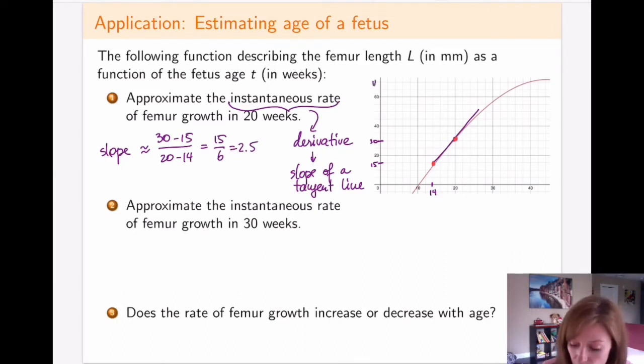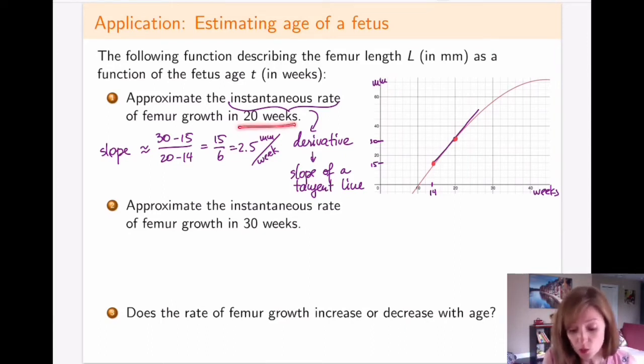The femur length was in millimeters, so my y-axis is in millimeters, and the fetus age was in weeks. So my x-axis is in weeks, so this is going to be millimeters per week. So if I were to write an actual sentence as an answer, I would say that in 20 weeks, the femur length grows approximately at 2.5 millimeters per week. Okay, but that's only at 20 weeks.